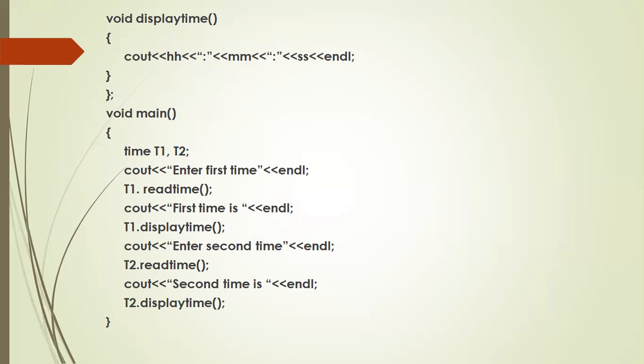Next, void main. Here the class name is not date; the class name is time. Time T1, T2. So T1 is one object, T2 is also one object. Both objects belong to the class called time.